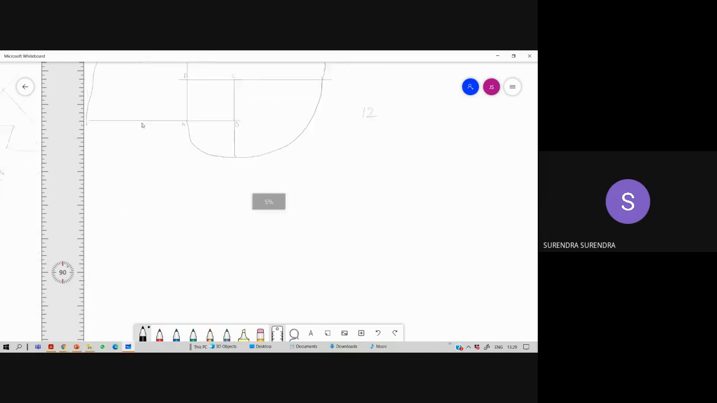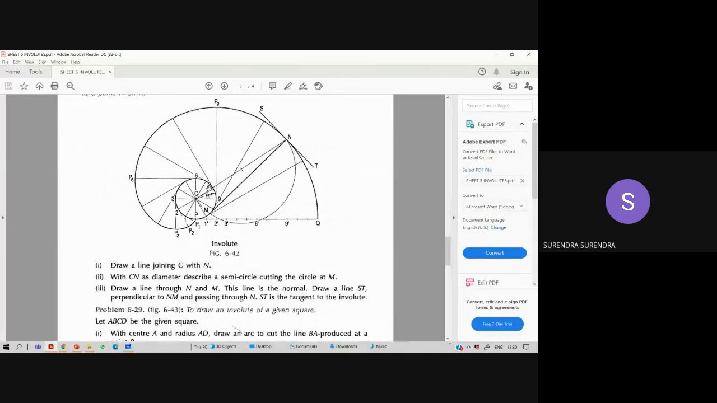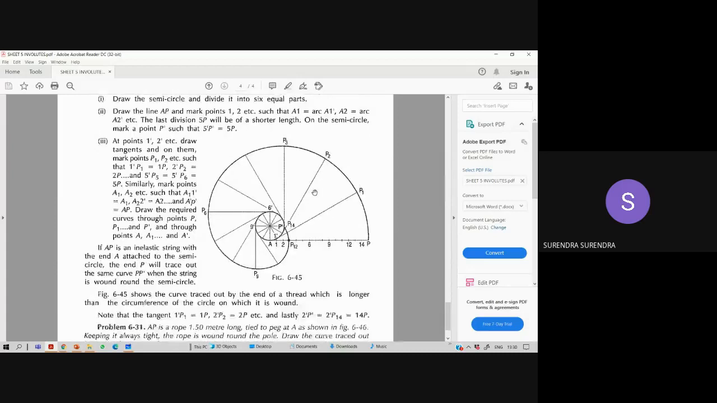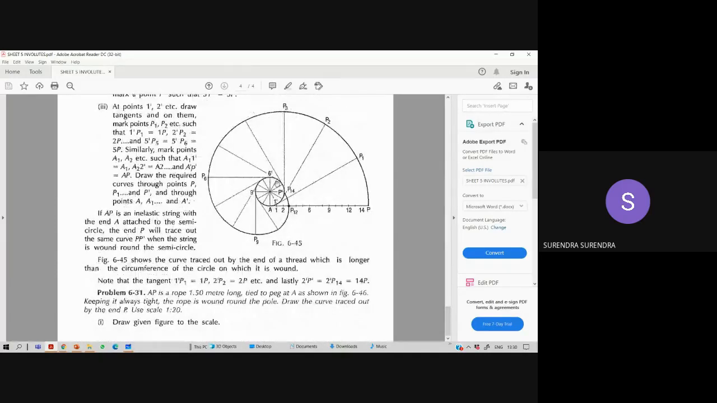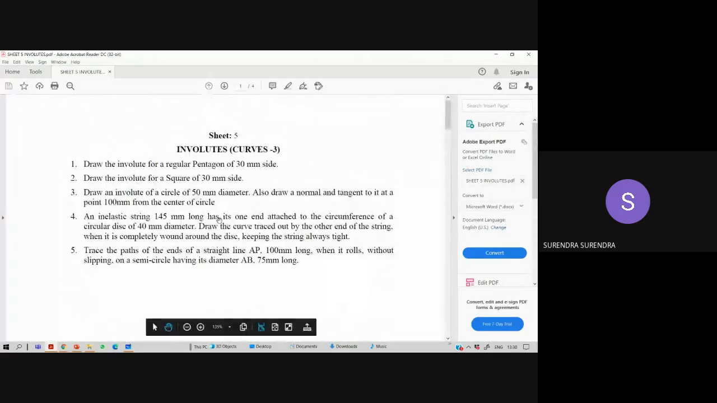Next, coming to the involute of a circle. Note this problem: draw the involute of a circle of 50 mm diameter. Note at least the dimensions, or I will share it with you in Google Classroom. I have shared the sheet in Google Classroom. Below you can also find the construction of the involute of a circle, a square, a semicircle, and one more extra problem. All this I will share from the ND Bhatt textbook.